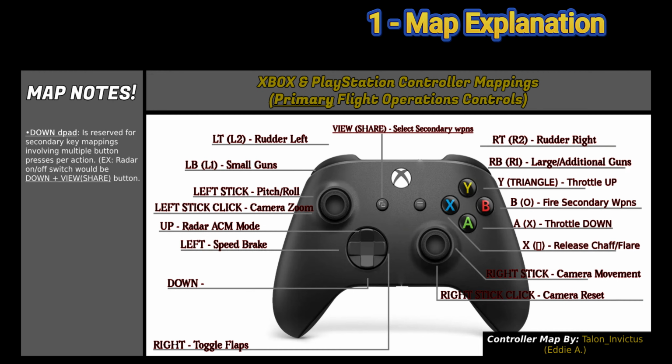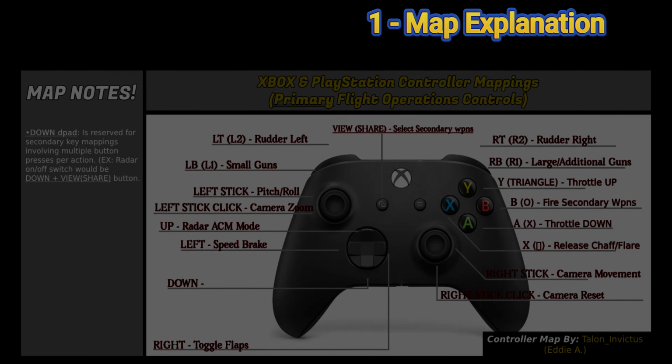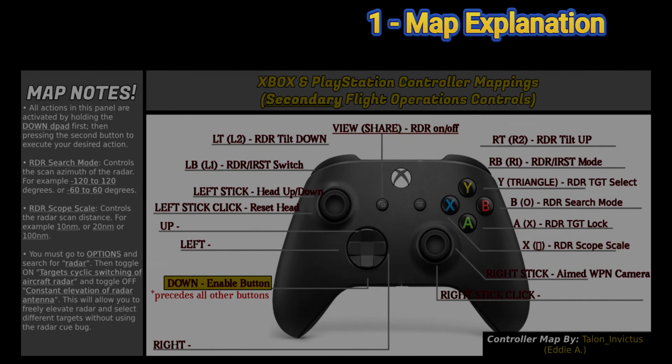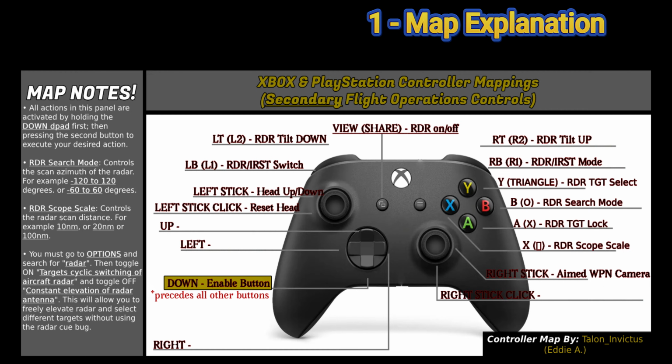So this right here is the primary flight operations controls. This is what you're going to use to fly your aircraft and employ your weapons. This is your basic fighter controls. And this next configuration right here is the secondary flight operations controls.